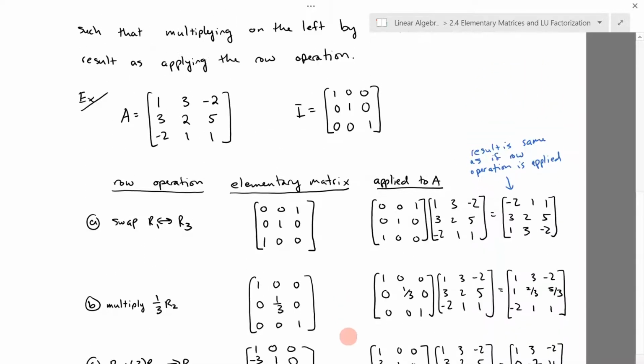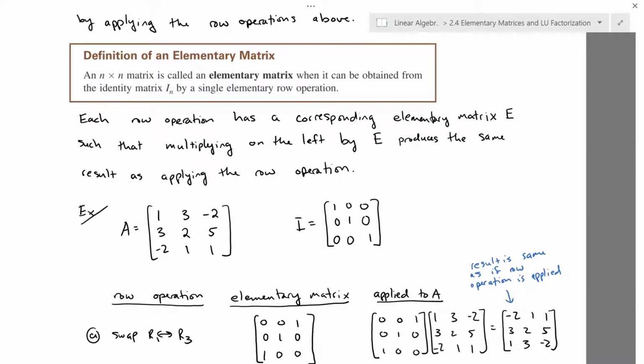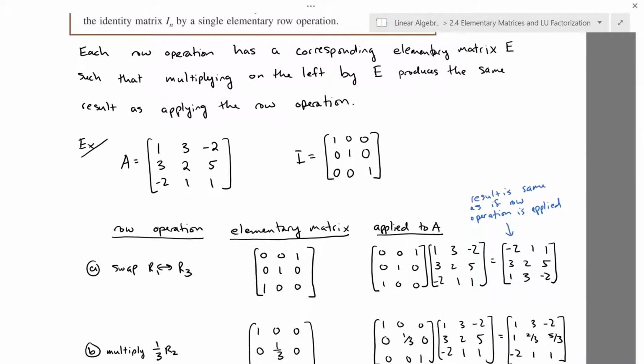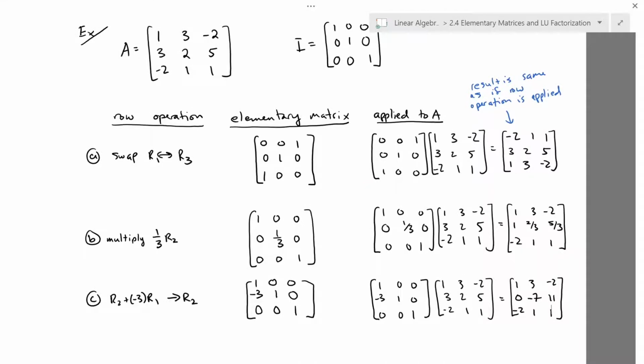Okay, so again, the basic idea behind these elementary matrices is we can relate the row operation to matrix multiplication. And the elementary matrix, again, is obtained by doing the row operation to the identity matrix.